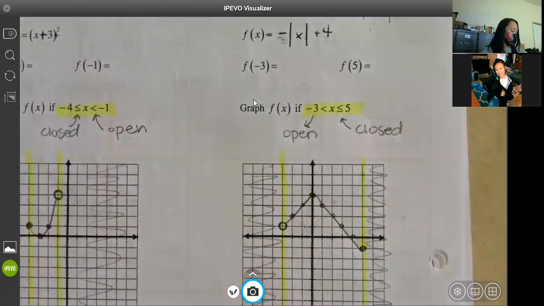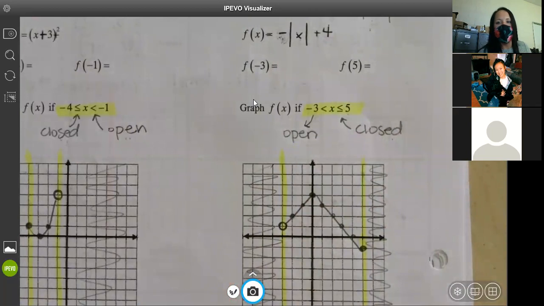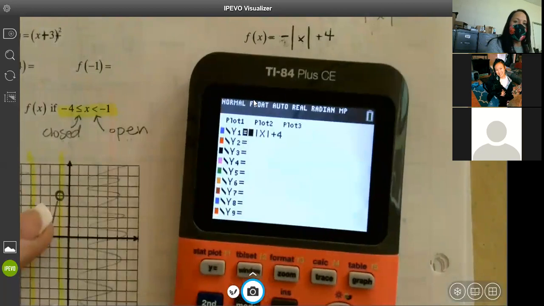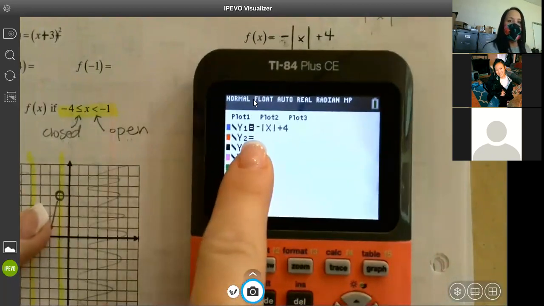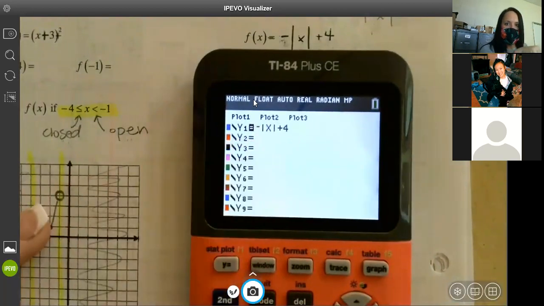All right, we're gonna flip it. I had a question. Go ahead. When I put the absolute value and I went to go to the table, I got an error message. What error did you get? What did it say? It said syntax. Okay, make sure that when you put this negative in, you use the negative and not a minus.